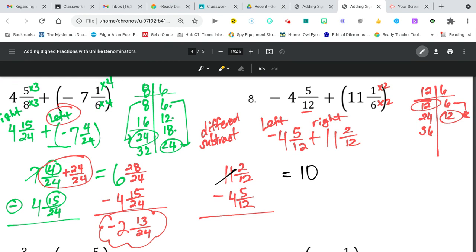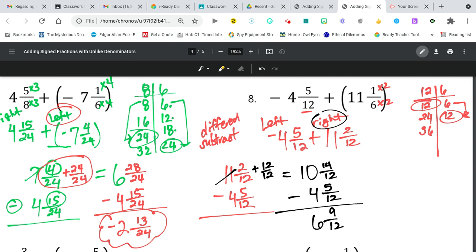I'll leave space so I can add what I need to right here. And that 1 that I borrowed is in terms of 12s. I know that because my denominator is 12. So I add 12/12, which is 1. 12/12 plus 2/12 is 14/12. And I just bring this minus 4 and 5/12 over. 14 minus 5 is 9. Keep your 12. 10 minus 4 is 6.